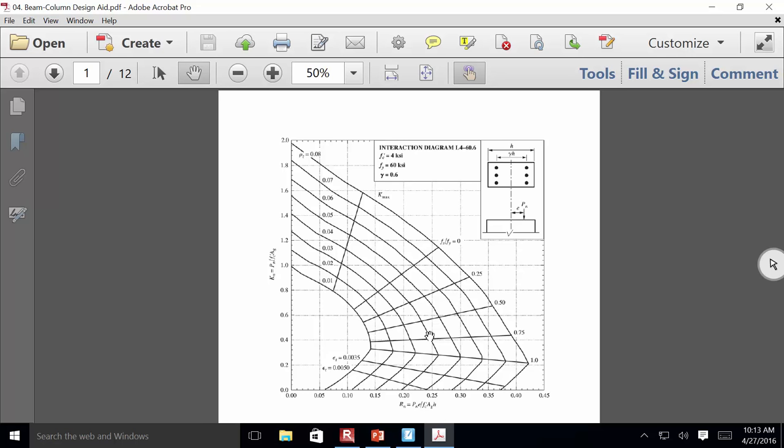The first thing you'll notice is 1, 2, 3, 4, 5, 6, 7, 8 individual interaction diagrams on each plot. Everybody see that? Those interaction diagrams correspond to reinforcement ratios. This is a reinforcement ratio of 1%, 2%, 3, 4, 5, 6, 7, all the way to 8%. Why does it go from 1% to 8%? Because those are the limits on reinforcement. You are not allowed to use a reinforcement ratio smaller than 1% or larger than 8%. So those are our bounds anyways. Yes?